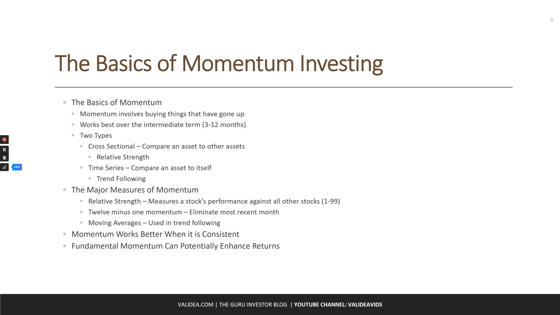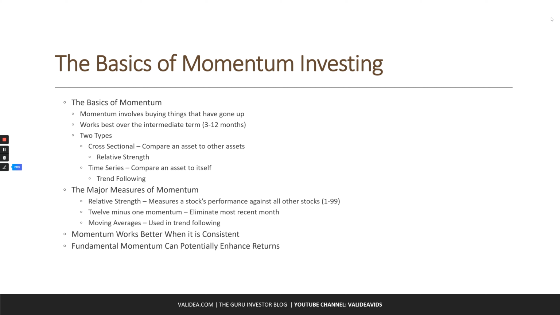There are two major types of momentum. Cross-sectional momentum involves comparing the price movement of an asset to another asset. For example, if stock A has a greater return over the past year than stock B, and I use that fact to invest in stock A, that is an example of using cross-sectional momentum.